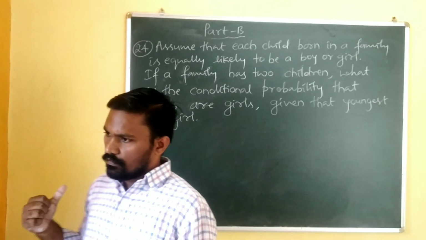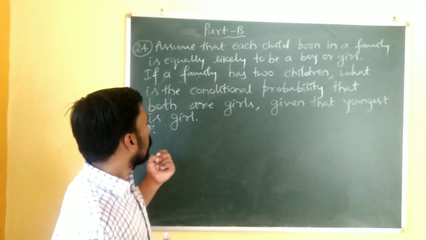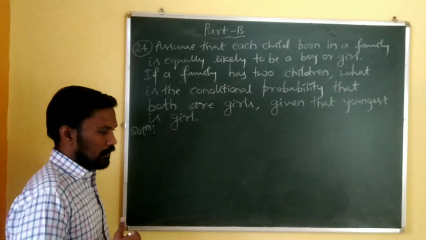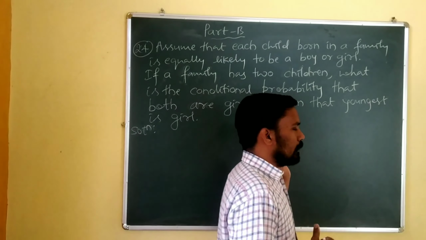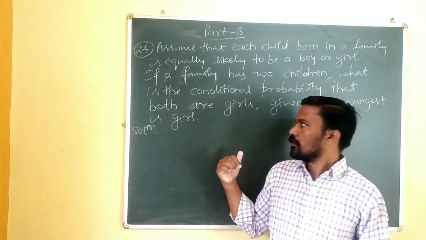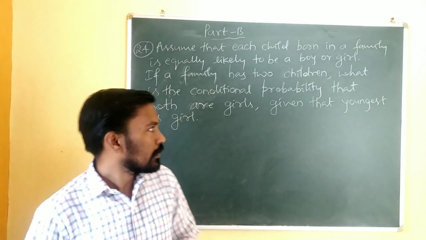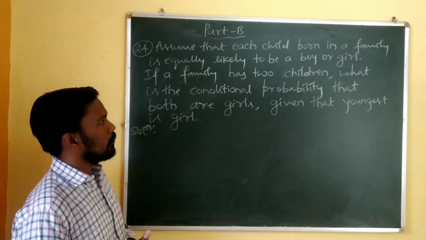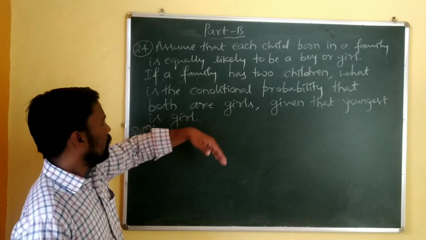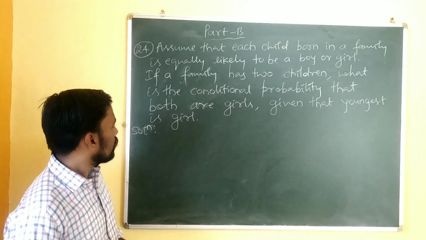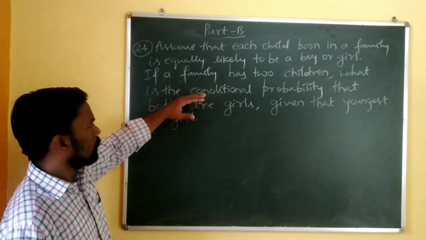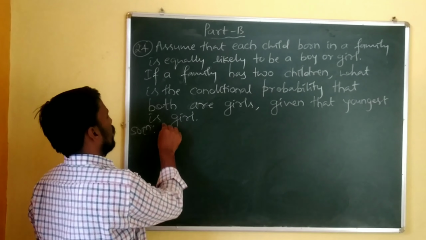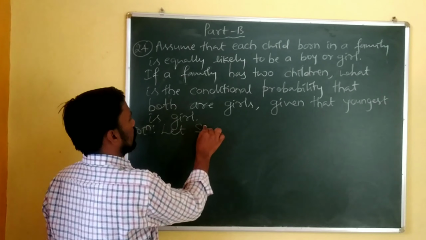Next question. This is from probability. It appears to be very lengthy. Look at the question. Assume that each child born in the family is equally likely to be a boy or a girl. And look at the second statement. If a family has 2 children, then what is the conditional probability that both are girls, given that the youngest is a girl? Before that, write down the sample space according to the given condition.